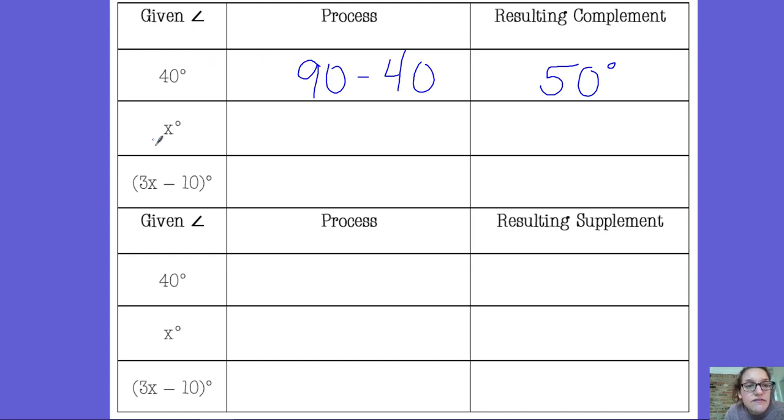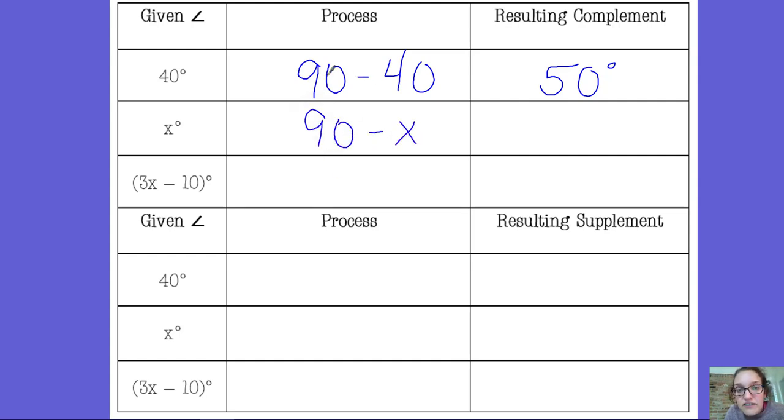So now if, instead of giving you an angle measure as a number of degrees, it's just a variable x, same process. To find the complement of x, I'm just going to subtract it from 90. So this would be 90 minus x.